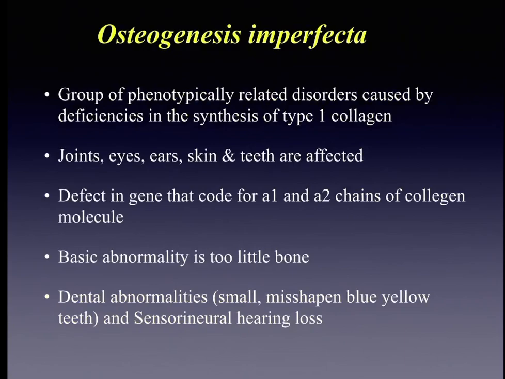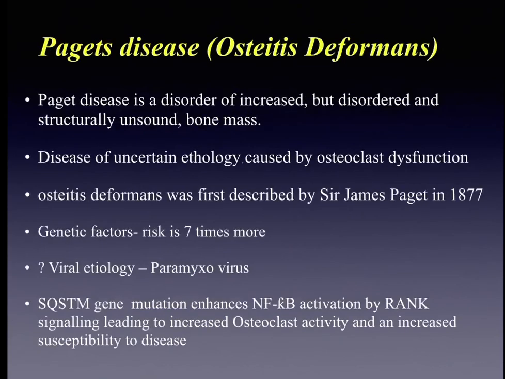And now coming to Paget's disease, which is also known as osteitis deformans. It is a disorder of increased but disordered and structurally unsound bone mass. There is autosomal dominant inheritance, and genetic susceptibility has been proposed based on the observation that there is a higher prevalence of this disease in first degree relatives. This disease was first described by Sir James Paget.